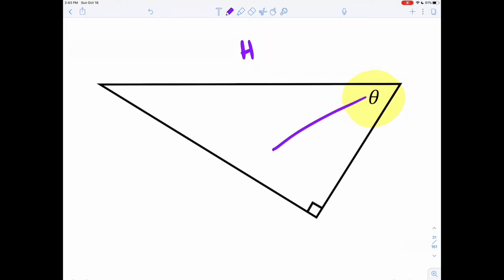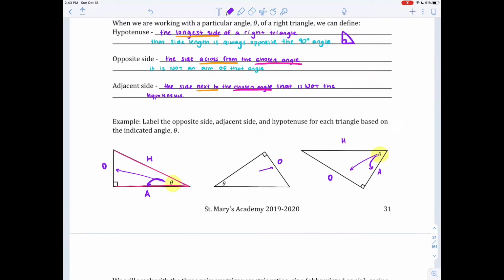Next, I'd like to do my opposite. My opposite is directly across from my angle theta. It is not touching it in any way. And my adjacent is my last side. It is directly next to my angle. It is not my hypotenuse. So hopefully you feel pretty confident doing that.